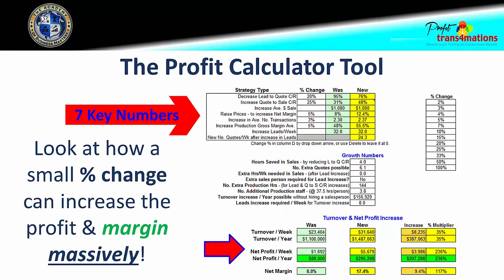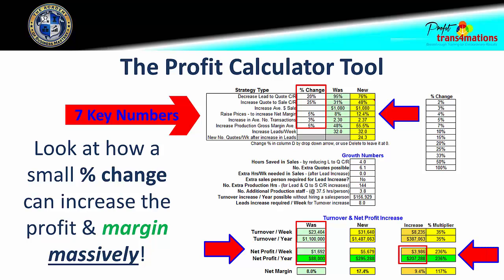Now look at how a small percentage change can increase the profit and margins massively. Up the top it has a percentage change. Now down the bottom where the red arrow is, it's showing you what the figures were before these changes. And then under the column of new, it shows you the changes or the outcomes after the changes. Now by increasing these figures by small conservative amounts, very achievable amounts, we can make a massive difference down the bottom to the net profit.